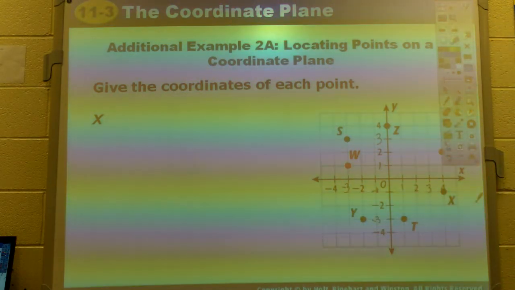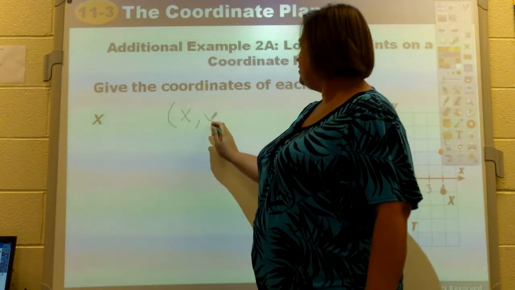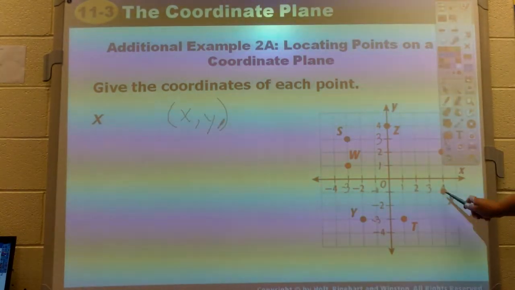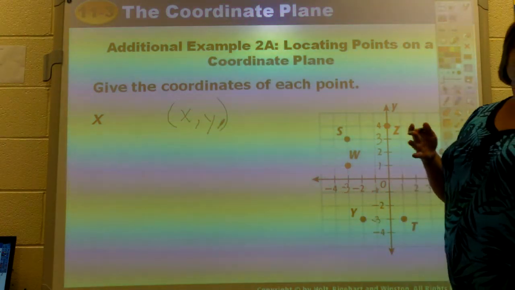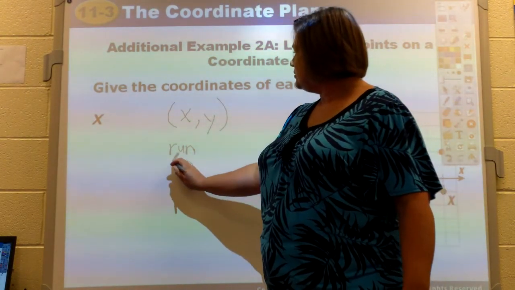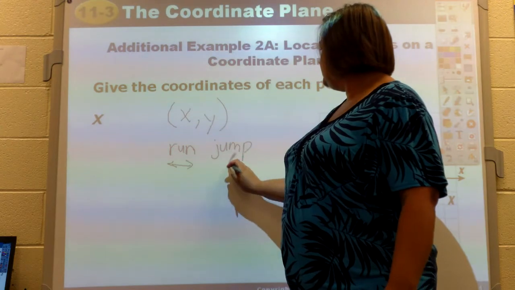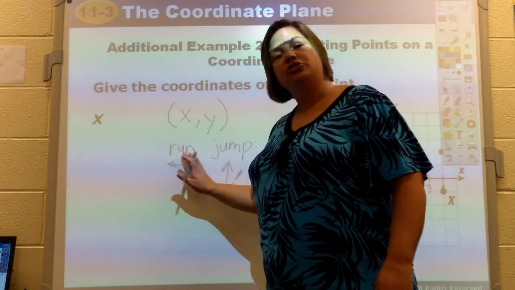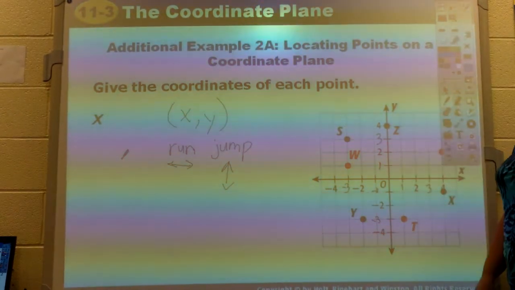So to give the coordinates of X, we always put our X number first and then our Y, in that order. It has to be in that order. If our point X is here, I'm going to start at 0, and we consider this run and jump. For the X coordinate, we're going to run either right or left, and then for the Y, we're going to jump either up or down. If you just remember run and then jump, the run tells you which direction to go, right or left on this coordinate plane, and the jump tells you which way to go, up or down.